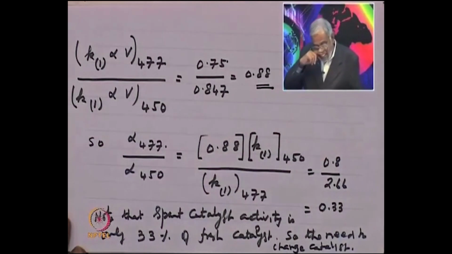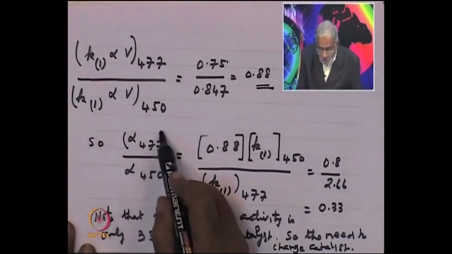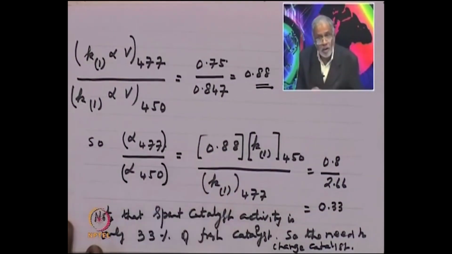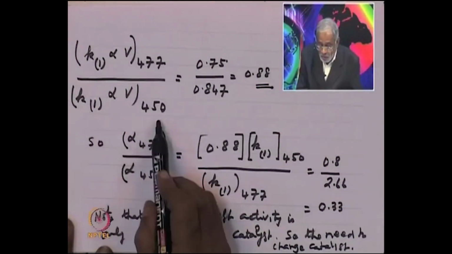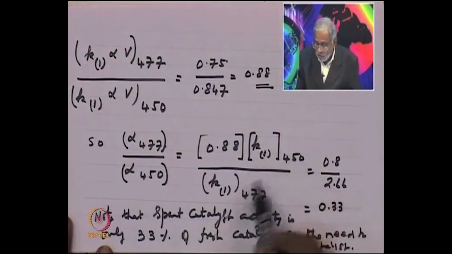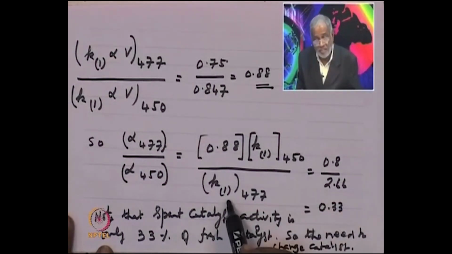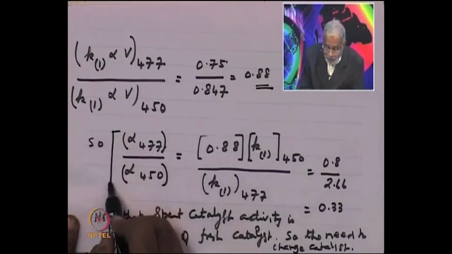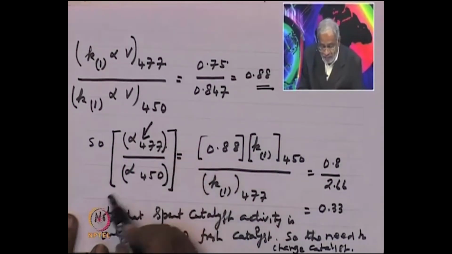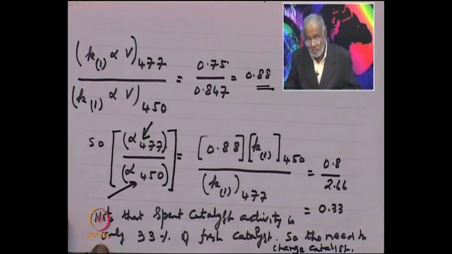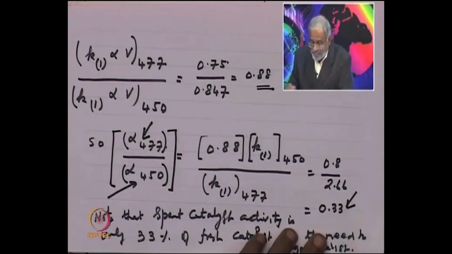So what we are saying is that the value of alpha at 477 divided by value of alpha at 450 is actually, I just multiplied K1 at 450 divided by K1 at 477, so that I am able to find out what is the activity of catalyst at 477 in relation to activity at 450, and that turns out to be 0.33.